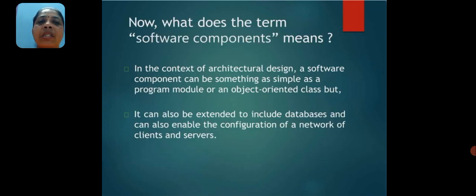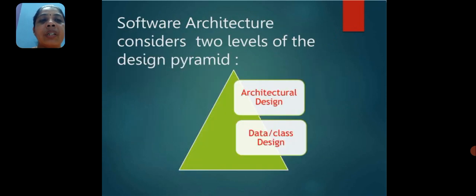So what is a software component? Let us see the criteria we follow for software components. A software component can be something as simple as a program, module, or object oriented class. Modules define some functions which are used to extract the information using different methodologies. It can also extend to include databases and can also enable the configuration of the network, client and server. So this is the structure of the data flow diagram.